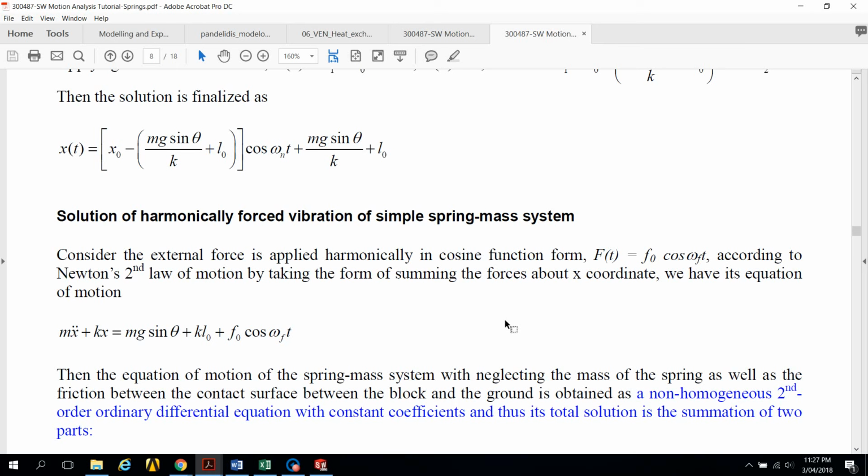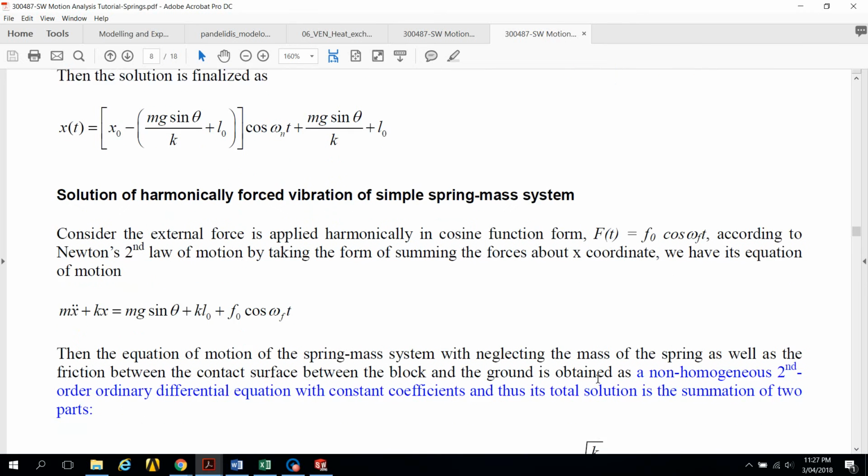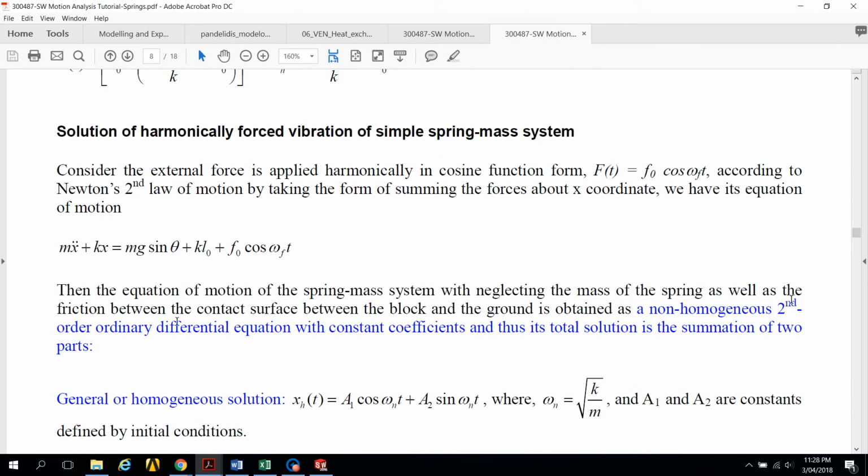By taking the form of summing of the forces about the x coordinate, we have that its equation of motion is m x double dot plus kx equal to mg sine theta plus k L0 plus F0 multiplied by cosine of omega f t. Then the equation of motion of the spring mass system, neglecting the mass of the spring as well as the friction between the block and the ground, is obtained as a non-homogeneous second order ordinary differential equation with a constant coefficient, and thus its total solution is going to be the summation of two parts.